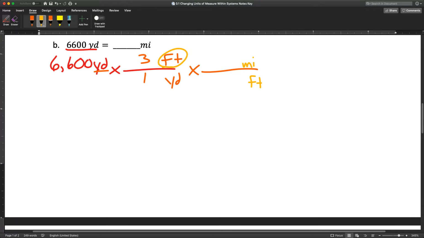You take a look at the table above. There is 5,280 feet in 1 mile. So we're going to take 6,600 yards, multiply by 3, and then divide by 5,280, and it gives you an answer of 3.75 miles.